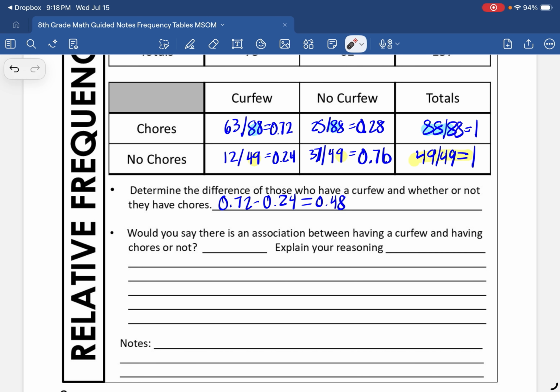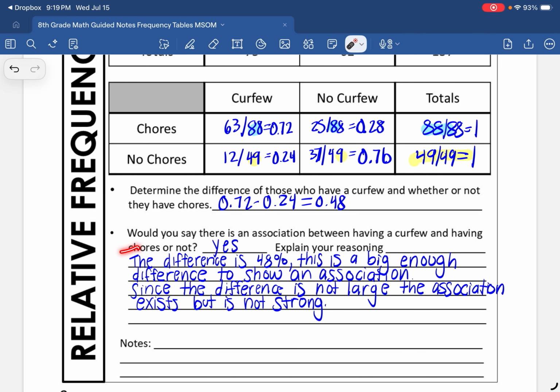Would you say there is an association between having a curfew and having chores or not? I would say 48% is a pretty big difference, so we're going to say yes. The difference is 48%. This is a big enough difference to show an association. But since the difference is not huge, we can say that the association exists, but maybe is not super strong.